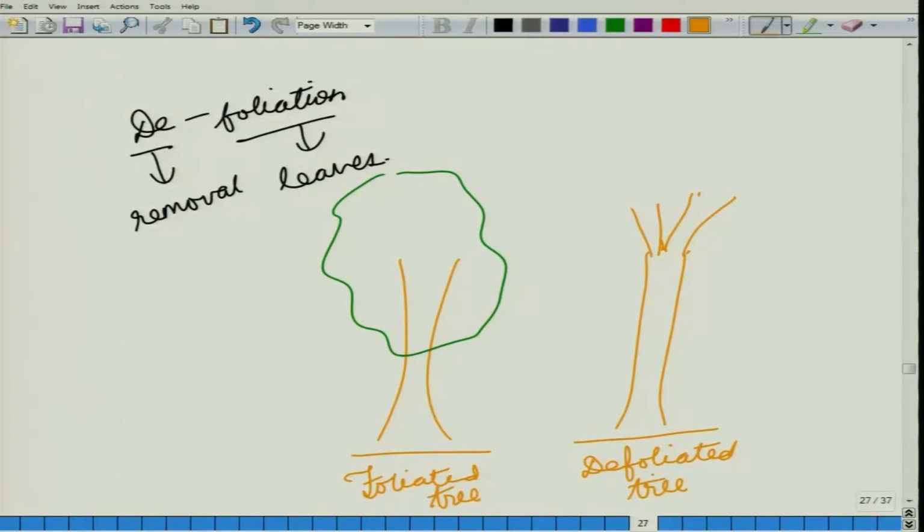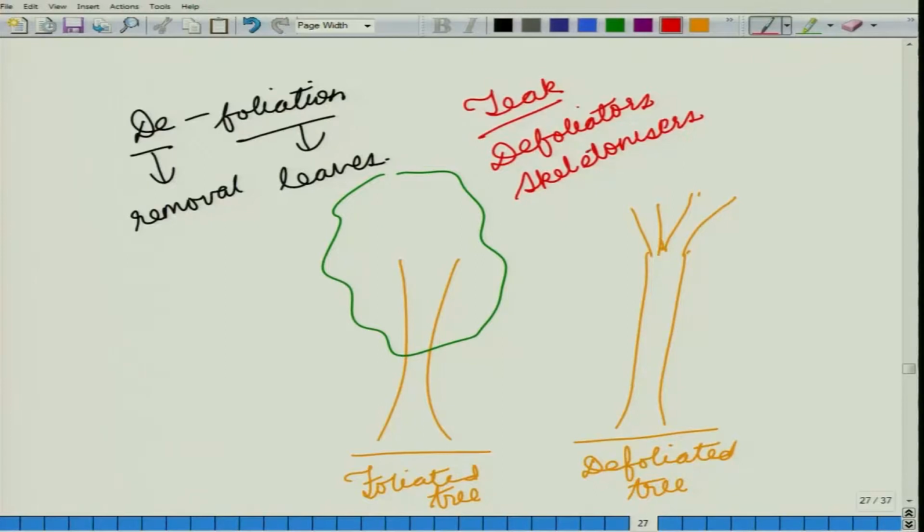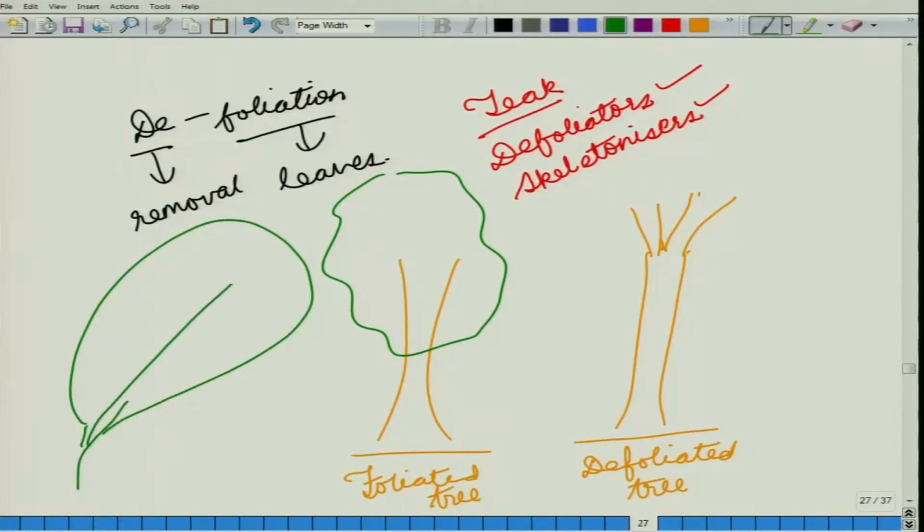Now, a tree might be defoliated because of a number of reasons. For instance, in the case of teak, we have some insects called defoliators and some other insects called skeletonizers. What does a defoliator do? A defoliator just makes all the leaves drop down to the forest floor. Whereas in the case of a skeletonizer, suppose consider this to be a leaf. A skeletonizer would start eating into the lamina.